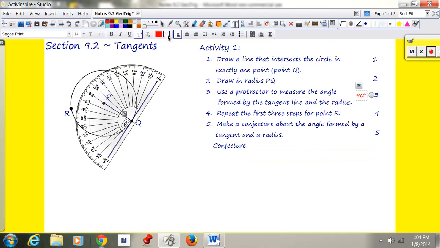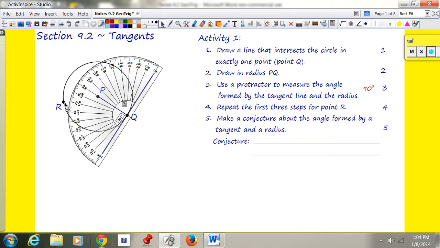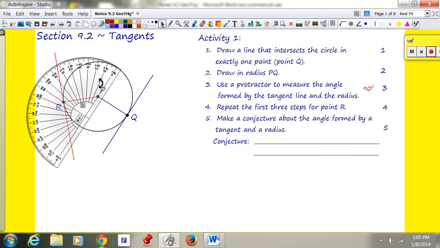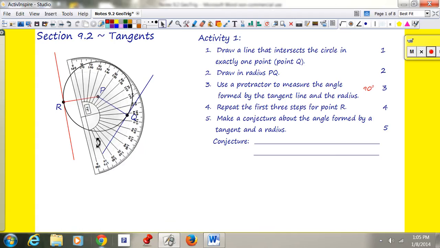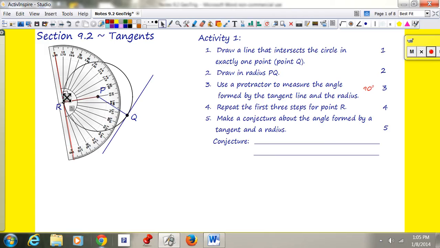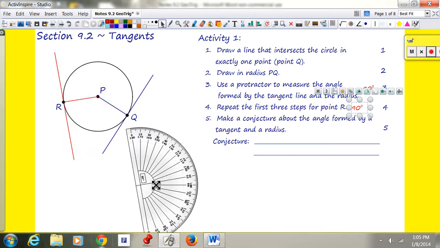Now repeat the first 3 steps for point R over here on the other side. So if I do that and I make the line and I make the tangent and then I measure this one over here, my protractor out, put it right on the radius. Oops. Trying to get it to line up, and you can see again we've got an exact 90-degree angle. So again we've got 90 degrees. So point P to Q is 90 degrees. Point P to R is going to be 90 degrees.